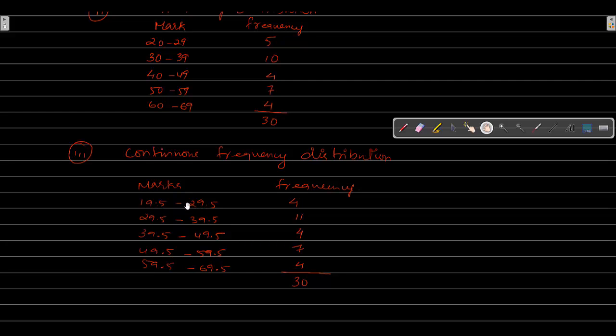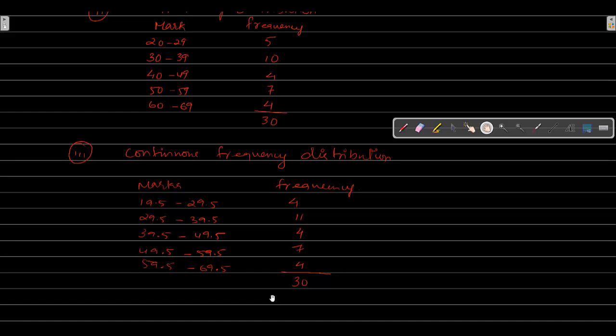So 19.5 to 29.5, 29.5 to 39.5, 39.5 to 49.5, 49.5 to 59.5, 59.5 to 69.5. So this is what I've done. There will be some changes in the frequency as well. So first you got 5, 10, 4, 7, and 4. Now I got 4, 11, 4, 7, 4. So if you add up all this, you should get 30. Alright, so this is how you make continuous frequency distribution.